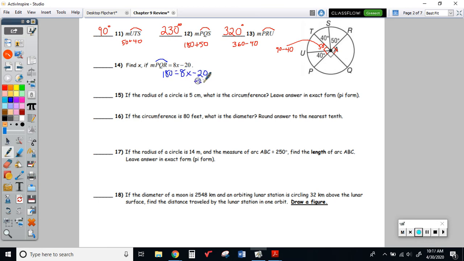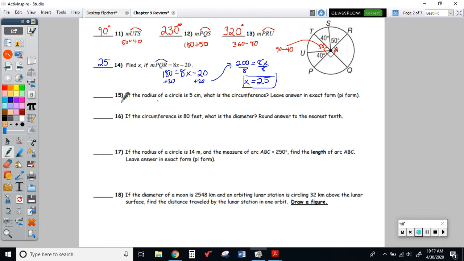You can add 20 to both sides. And I'm just running out of space here, so let me put that here. 200 would equal 8x, divided by 8. And you would have your answer of x equals 25. So 25 is the value for x on that one.